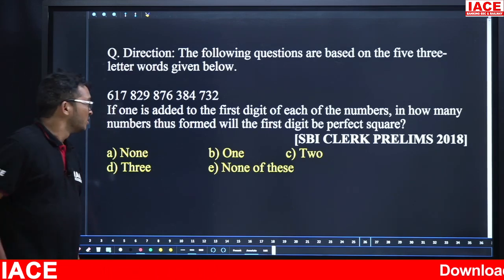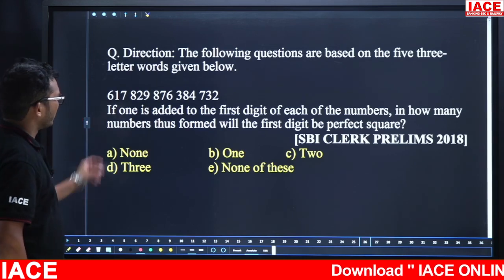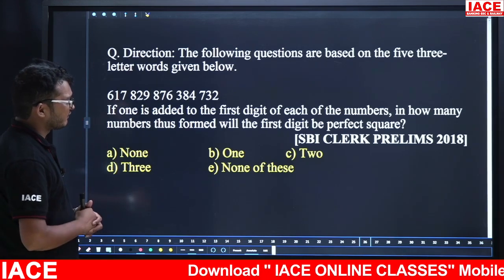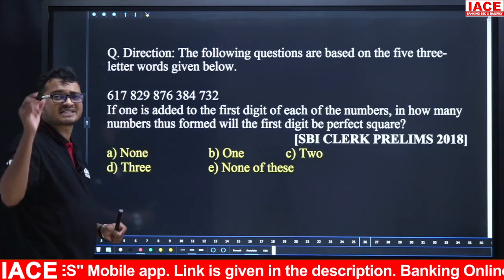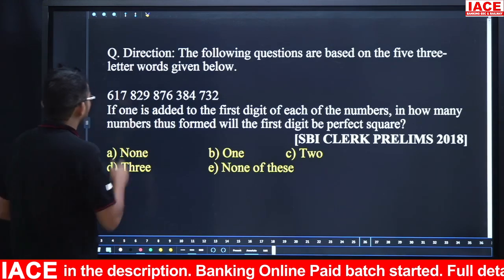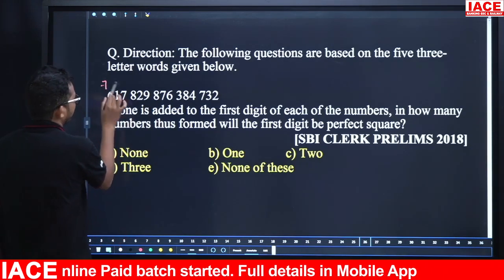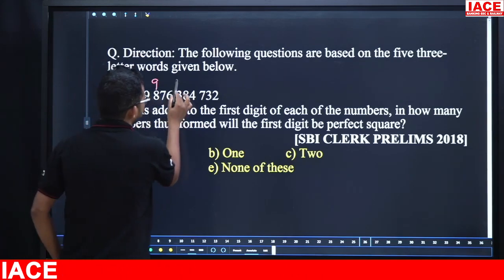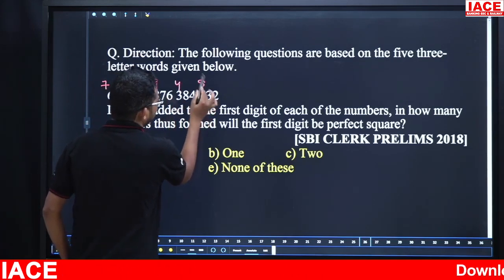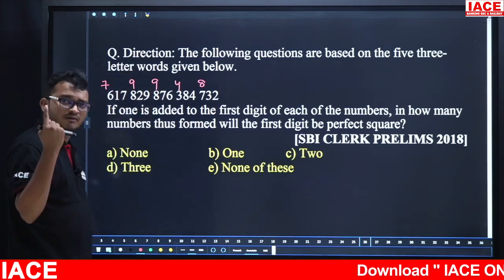Yes, time up. So take your given question. If 1 is added to the first digit of each of the numbers. So friends, in each and every number, we are going to add 1 to the first digit. So 6 plus 1 is 7. Next, 8 plus 1 is 9. 8 plus 1 is 9. 3 plus 1 is 4. 7 plus 1 is 8. So for the first digit we add 1.